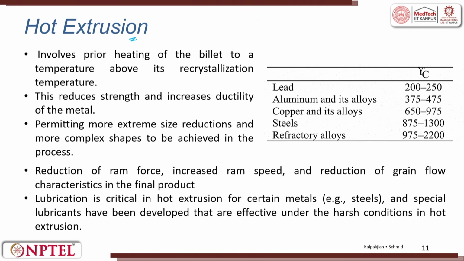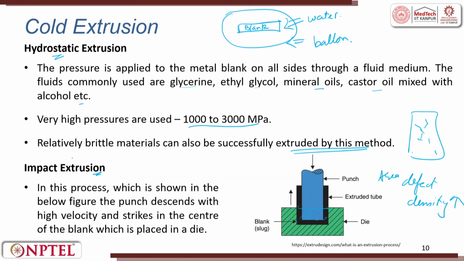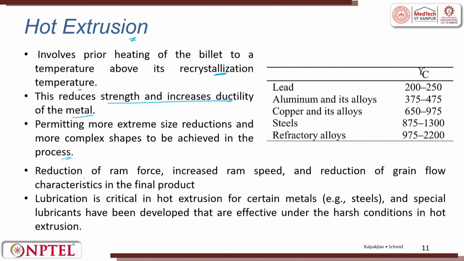Hot extrusion involves heating the billet to a temperature above the recrystallization temperature. This reduces the strength and increases the ductility of the metal, which permits more extreme size reduction and more complex shapes to be achieved in the process. The same process wherein you heat and impact: reduction of the ram force, increased ram speed, and reduction of grain flow characteristics in the final product is seen.